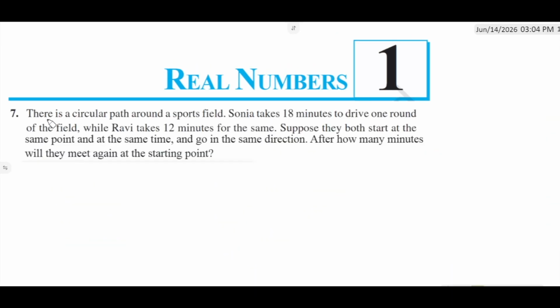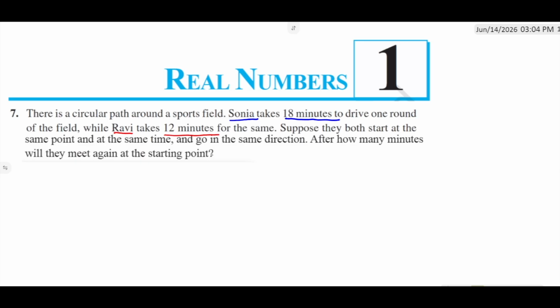In this problem, see guys, it's a word problem. Let's read out the problem. Whenever a word problem is given, you must underline the numbers. Okay, so this is a good technique. You need to underline the numbers and names so that you can understand and you will not forget.